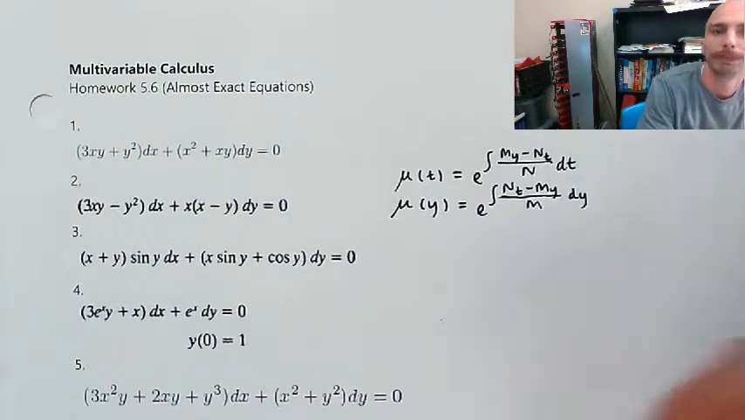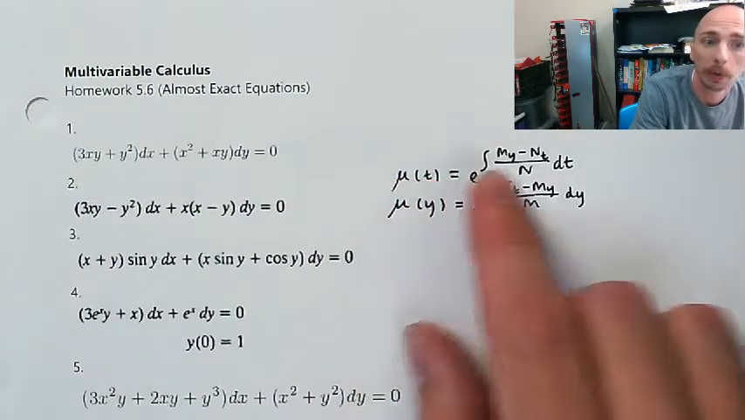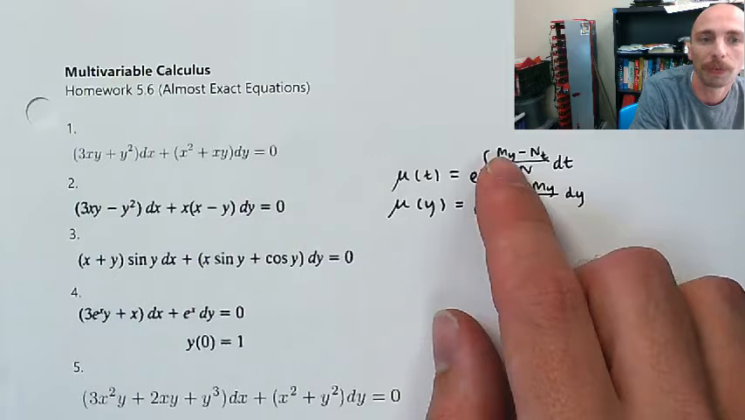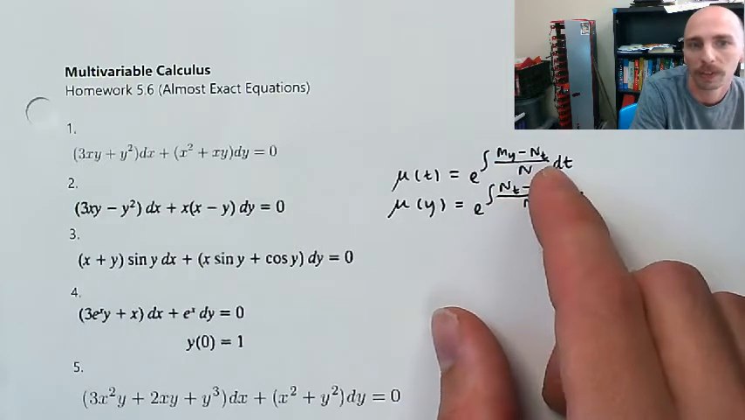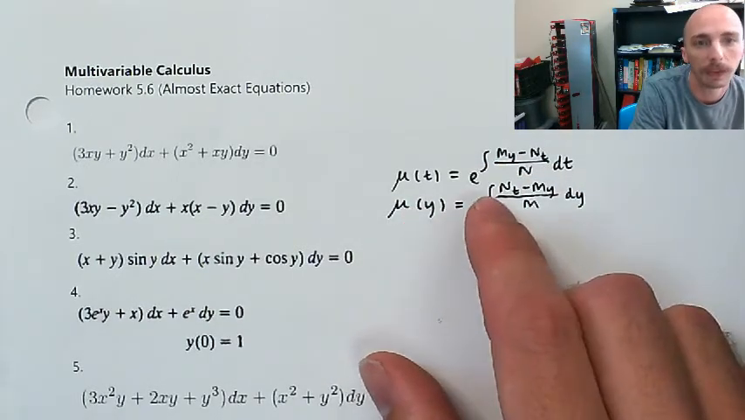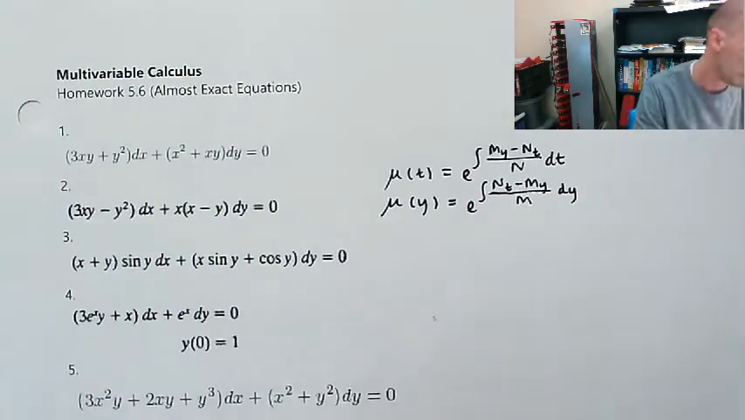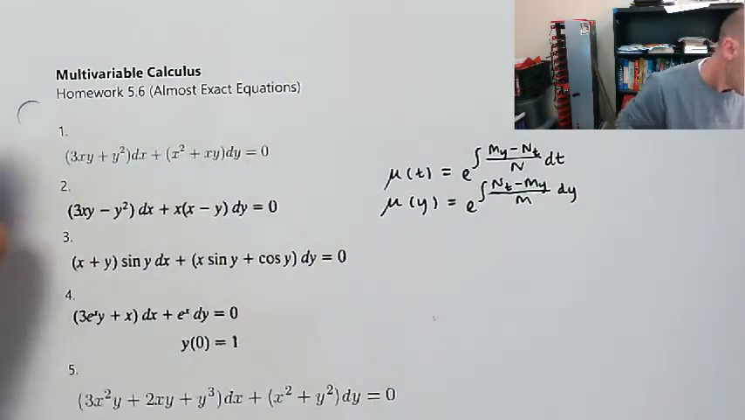So we saw in the lesson that if the integrating factor depends on t only, then it's going to be e to the antiderivative of (My minus Nt) divided by M with respect to t. And if the integrating factor depends on y only, then it'll be e to the antiderivative of (Nt minus My) divided by M with respect to y. Okay, so let's just jump in and do one of them.